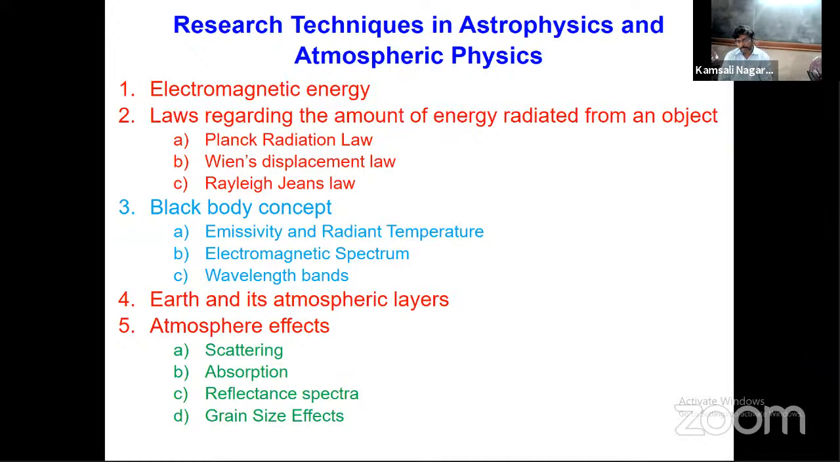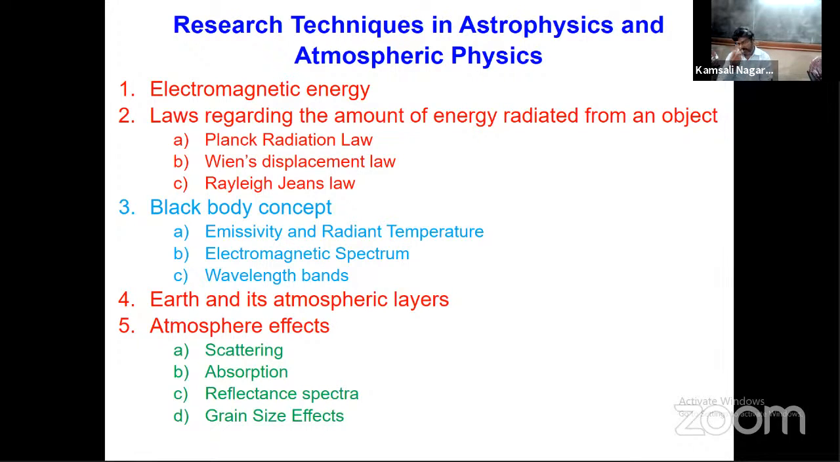There is topic number 3, which involves emissivity and radiant temperature, the electromagnetic spectrum, and wavelength bands. In the first part of the electromagnetic spectrum, we discussed these three laws. The black body concept also comes in there. Every body is either a gray body or a black body, depending on its emissivity, or its power to receive energy and to transmit or re-radiate energy back to its surroundings.